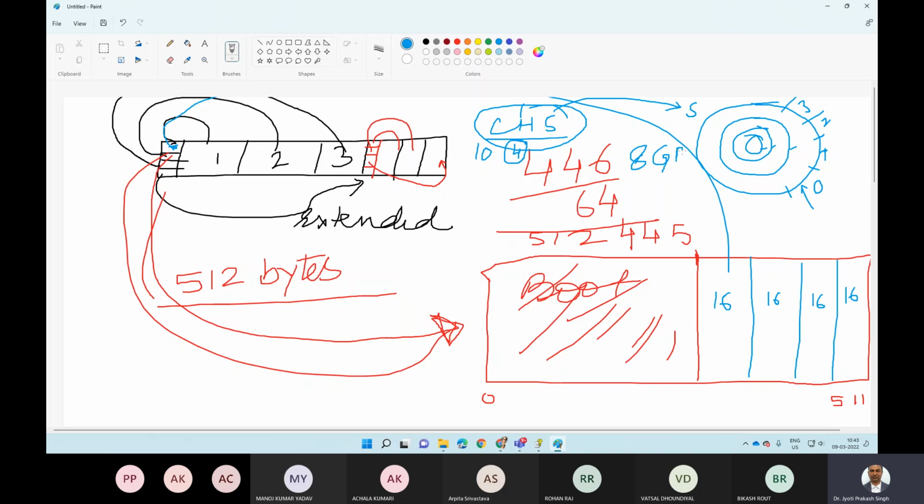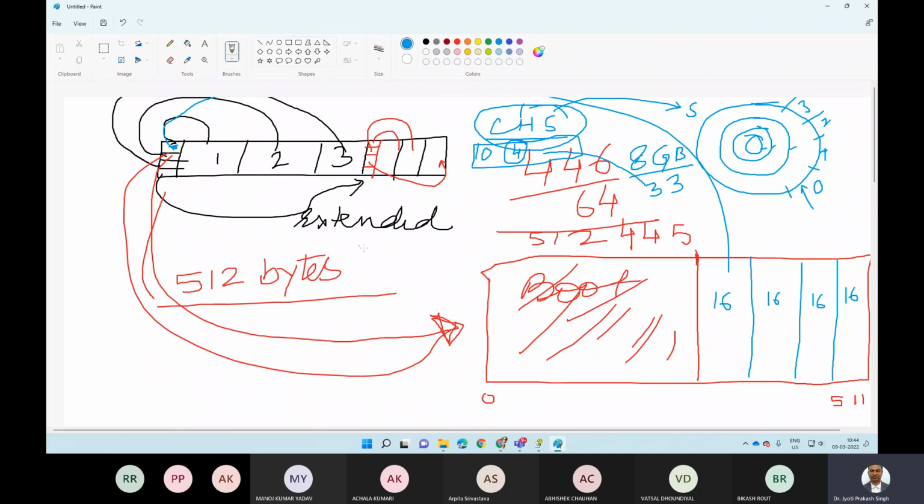How many bits? What can be the length of this one? Can anyone tell me? 33 bits, sir. Okay, 33 bits. So the total count of C plus H plus S will be 33, because there will be some bits for cylinder, some for head, and some for sector. Altogether this length is going to be 33, because with 33 bits we can address up to 8 GB, and that's the limitation of CHS.